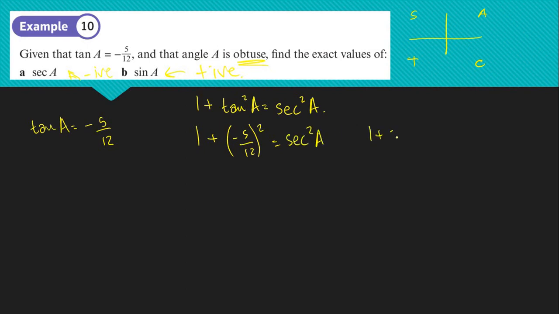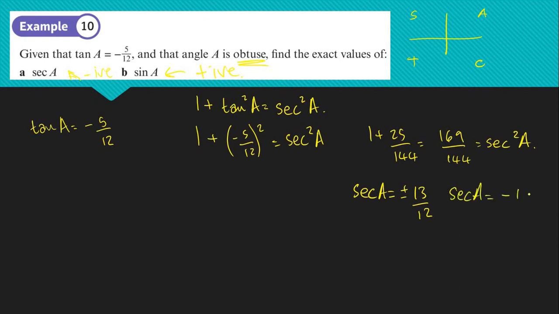That's going to be 1 plus 25 over 144, which is 169 over 144, and that is equal to sec squared A. Now what that means is that sec of A is going to equal plus or minus 13 over 12. But which one is it? Well, we know that sec is to do with cos. If we're in the obtuse, cos is going to be negative. And so therefore we know that sec of A has got to be negative 13 over 12. Just be careful with that. You've always got to consider the signs here. This is big boy maths.